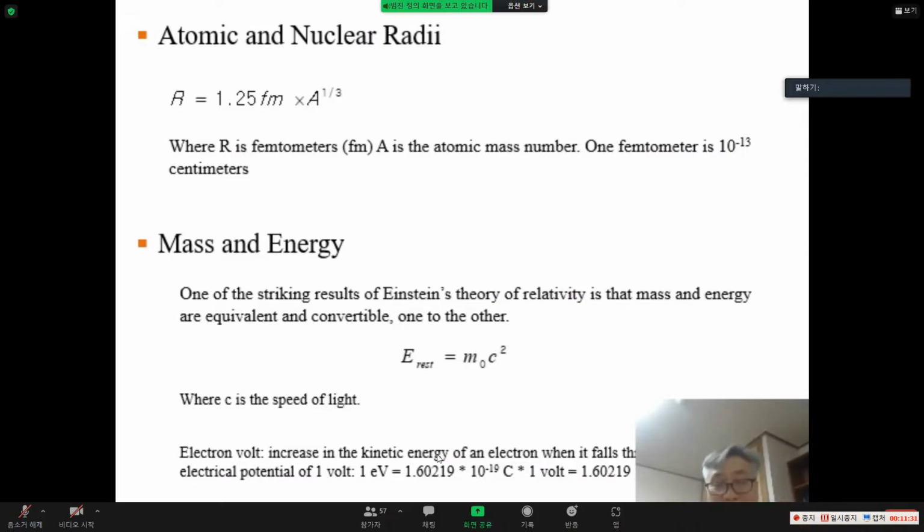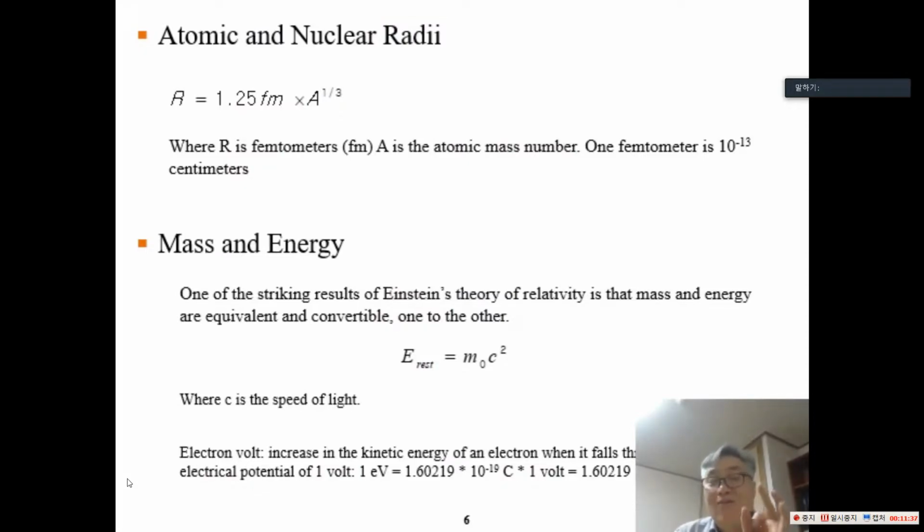So now, mass and energy. Einstein's theory of relativity tells us that mass and energy are equivalent and convertible. So the formula is rest energy equals rest mass times c squared, E = mc². Okay. So c, you know, is the speed of light.